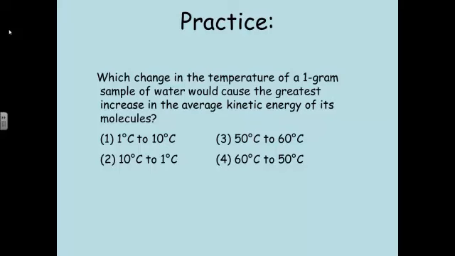So, let's review what we just learned. Which change in temperature of a 1 gram sample of water would cause the greatest increase in the average kinetic energy of its molecules? First of all, if I want the end result to be an increase in the average kinetic energy, then I must increase the temperature. So choices 2 and 4 can automatically be eliminated. So between 1 and 3, the higher temperature, of course, the particles are going to be moving faster and therefore have the greatest average kinetic energy.